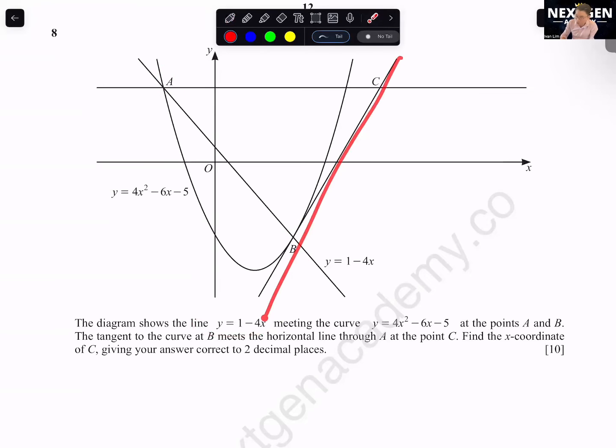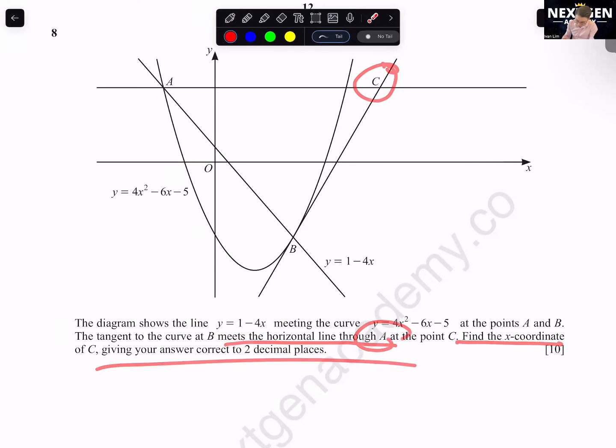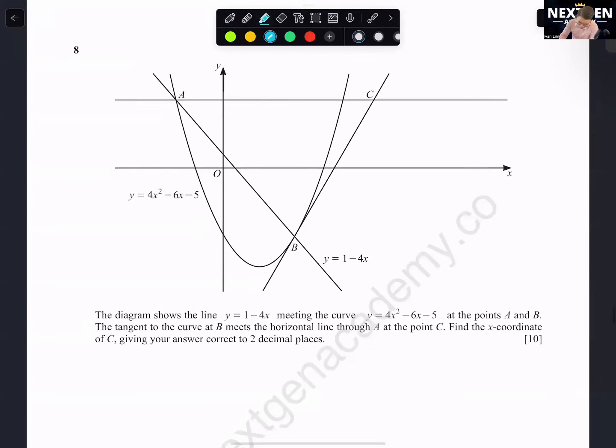Then they say there's a tangent line over here that meets at B and then meets the horizontal line through A at the point C. Find the x coordinate of C, giving your answer correct to 2 decimal places. I'm going to highlight it so that you can see clearly here. Let's look at this first.